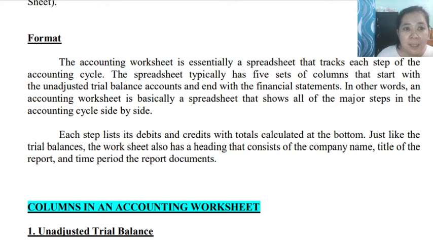In other words, an accounting worksheet is a spreadsheet that shows all the major steps in our accounting cycle side by side. Each of these steps lists, as mentioned earlier, our debits and credits, with its corresponding totals found at the bottom of the spreadsheet.